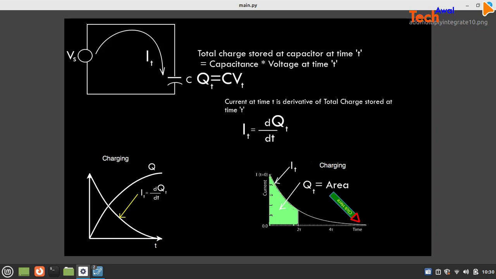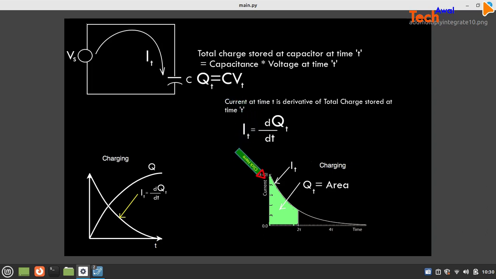It is called capacitor is fully charged. If I know the equation of current, then the total charge that the capacitor accumulates is the area. That is a fundamental, which we can see in many ways. If I know the total charge accumulated in the capacitor at time t, and I want to know the current at that moment, then I have to differentiate it.